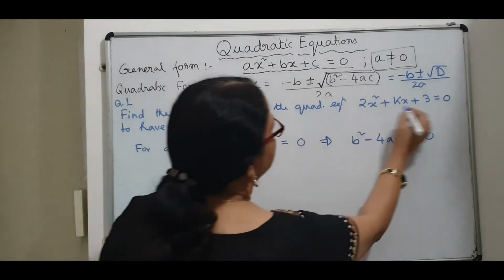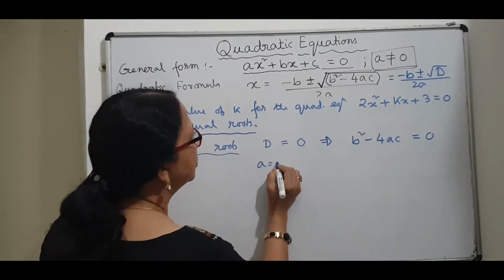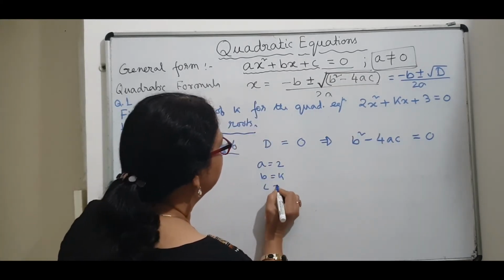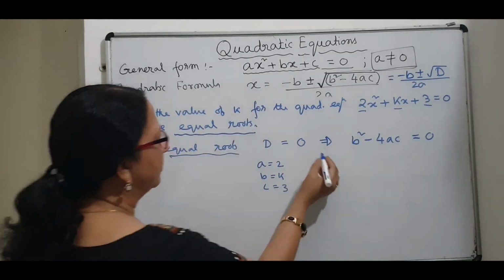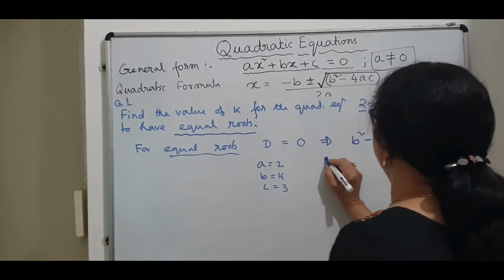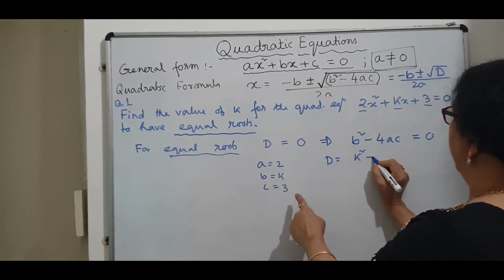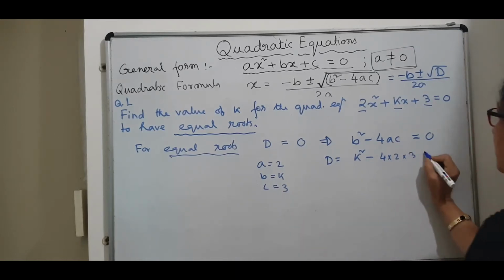So in the equation, what is a? a is 2. So let me write down: a is 2, b is k, and c is 3. So what will be the value of D? D is equal to b², which is k², minus 4 times a, which is 2, and c, which is 3. So it will be equal to 0.